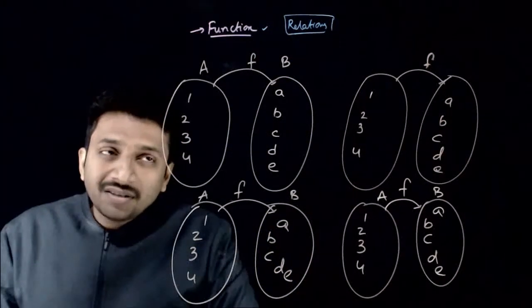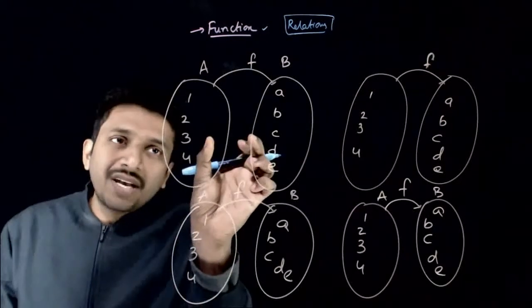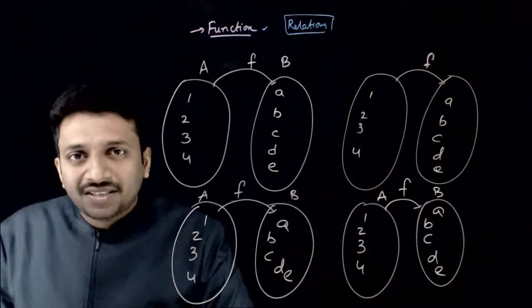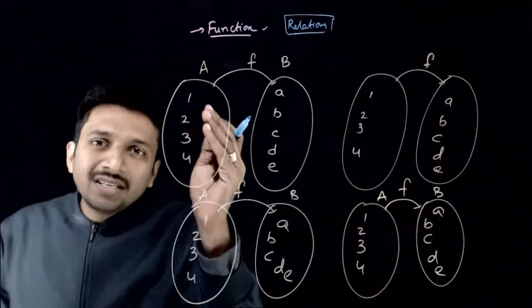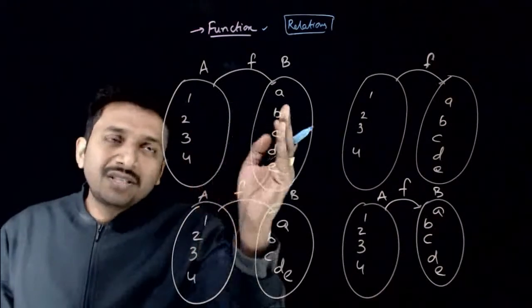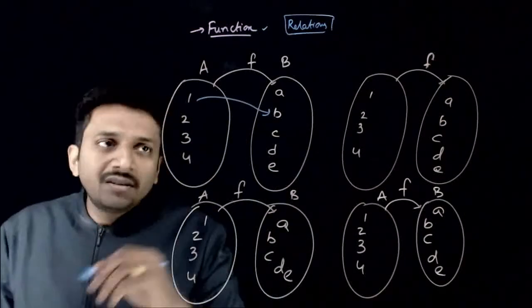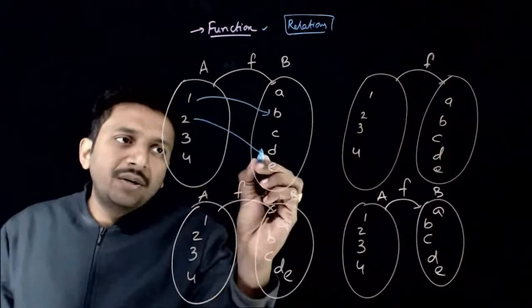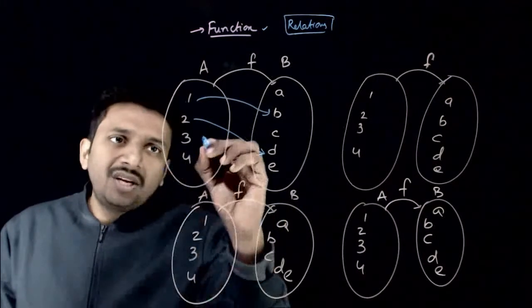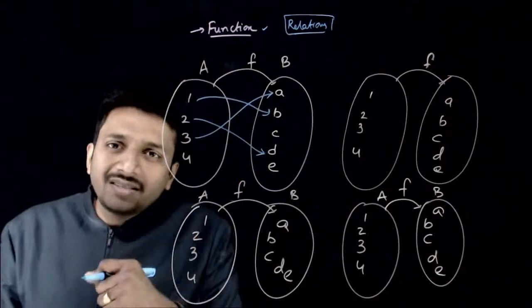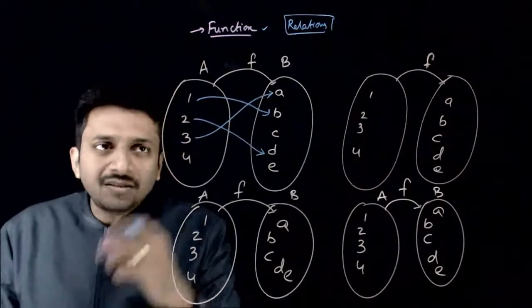So what is a relation? A relation is some sort of connection between elements of the first set and the elements of the second set. That is, you connect some of the elements of the first set with some of the elements of the second set. Assume that 1 is connected to B, 2 is connected to D, 3 is connected to A, and so on. This is a sample relation. So this can be called a relation.